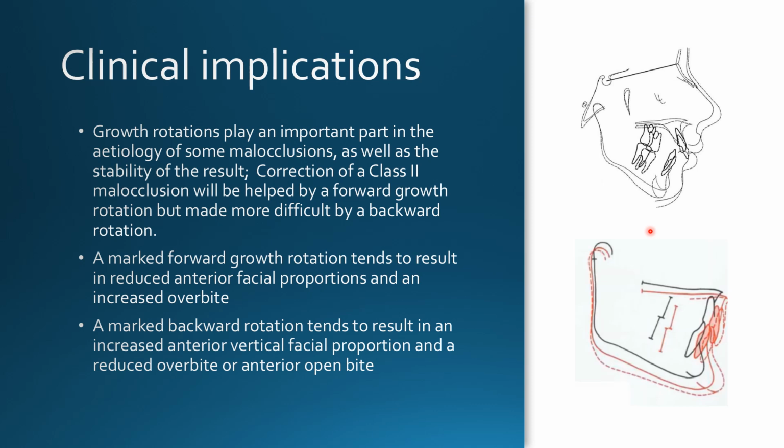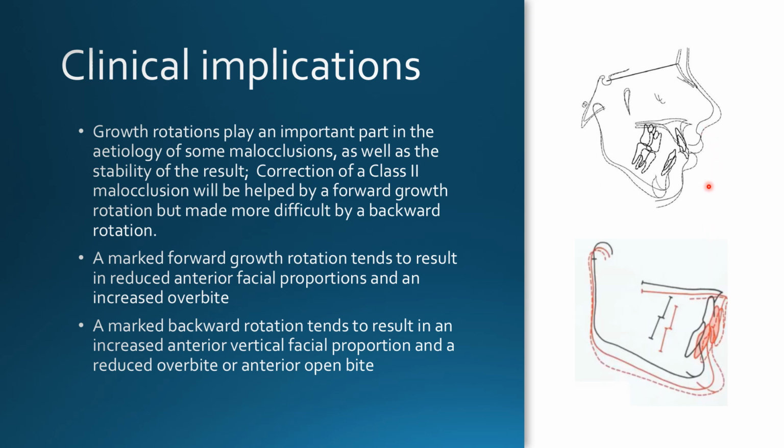Okay, however, if we have a marked forward growth rotation, like in this case, it will decrease the anterior facial height and it will give a tendency towards a deep bite anteriorly. It will also carry the mandible forward with it. So if we are doing correction for class 2 treatment and the patient is a forward growth rotator, we can expect that the treatment will be stable because the mandible will continue to grow up and forward, and so the patient will become less and less class 2.